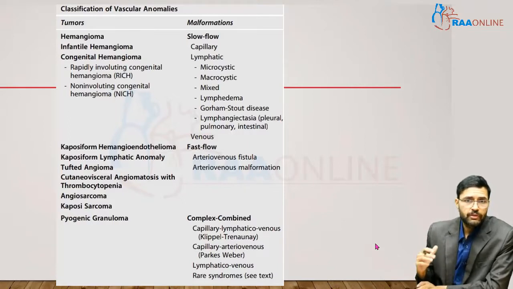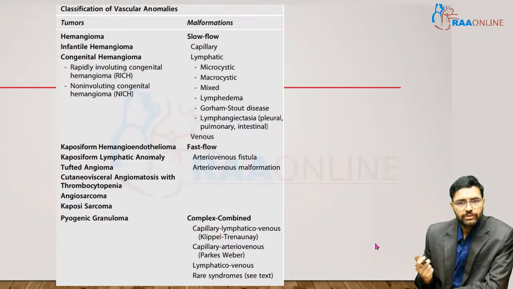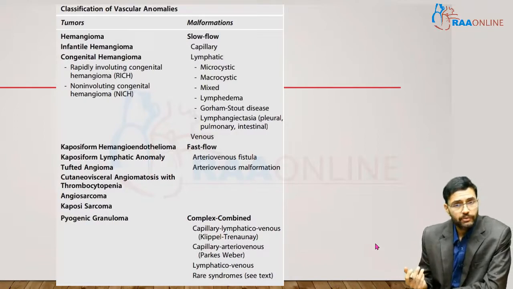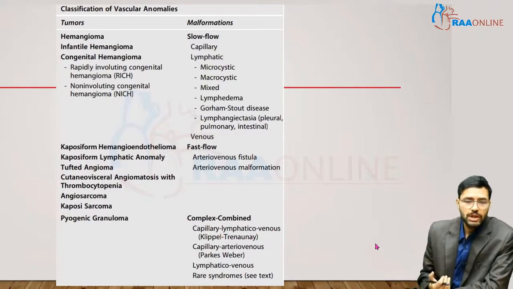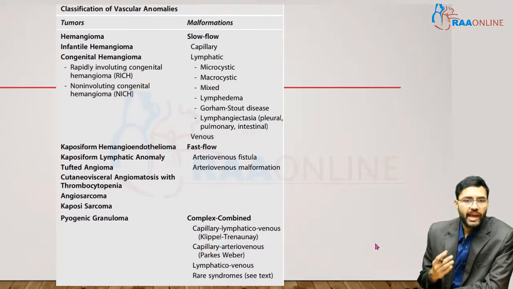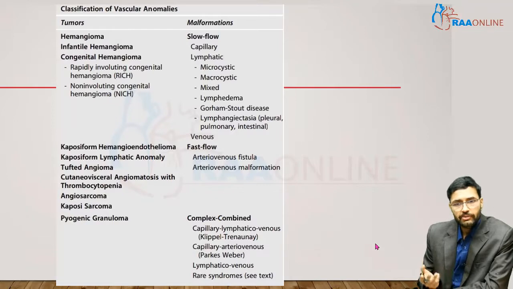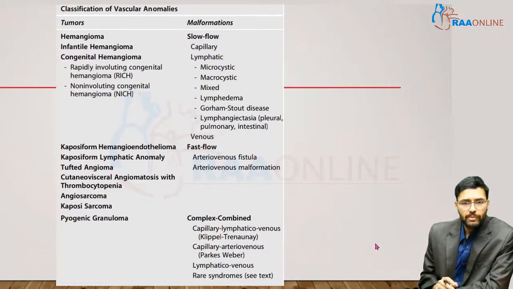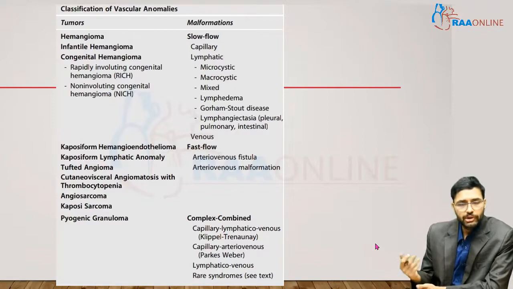Under malformations, we have slow flow, fast flow, and complex anomalies. Slow flow malformations include capillary, lymphatic, and venous malformations. Fast flow includes arteriovenous fistula and arteriovenous malformations, or AV malformations as they are called. Complex combined malformations include capillary lymphatico-venous malformations, also called Klippel-Trenaunay disease, capillary arteriovenous malformations called Parkes-Weber disease, lymphatico-venous malformations, and rare syndromes. Today we'll be discussing in detail the various vascular tumors associated with children.